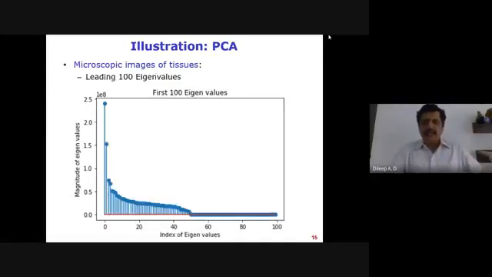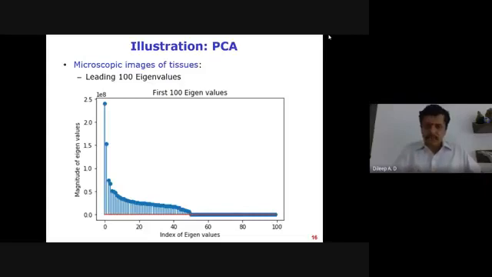If you look at the 100 leading eigenvalues, you can see that roughly 40 to 50 of them have large values. The rest of them have very small values. That means the eigenvectors corresponding to them don't have significant information content. If you ignore them, it isn't going to affect much.